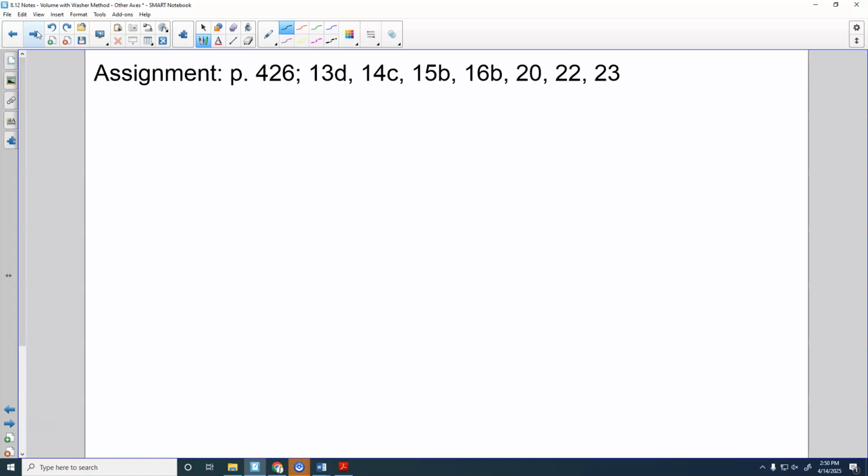It's not so much that any of these are that terrible to do without a calculator. But if I make you do them all without a calculator, it'll take you an hour and a half to do the assignment. So let's say that I want you to do 13D. Is that true? Actually, no. 13 is a little bit hard. Let me look at the answers. That'll help me. Let's do 15B without a calculator.